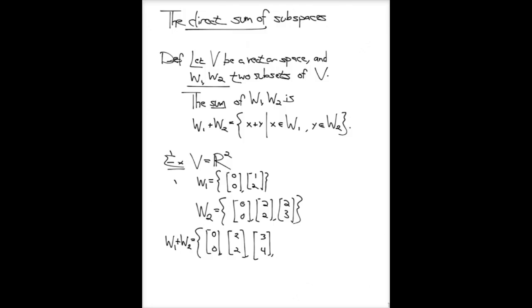I simply take any possible vector up here and add it to any possible vector down here. And if I complete this process, I get the following set of 5 vectors. Of course, this thing's not a vector space either. It's not closed under vector addition or scalar multiplication. It has only finitely many elements, 4 of them to be precise.